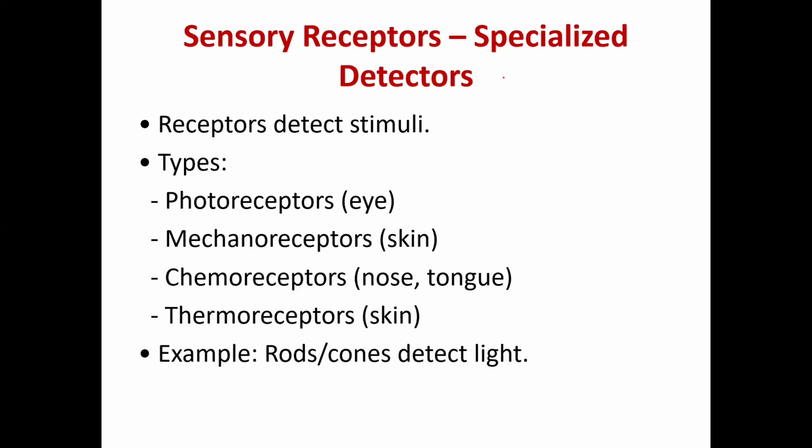Sensory receptors are specialized detectors. Sensory receptors are a specialized kind of neuron which detect any change. Their types are photoreceptors present on the eye retina, mechanoreceptors present on skin, chemoreceptors in the nose and tongue, and thermoreceptors present on the skin.